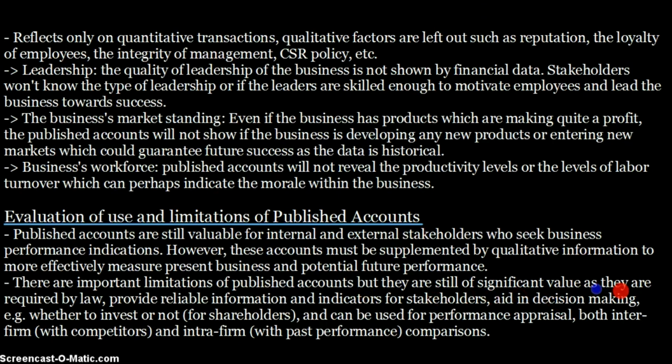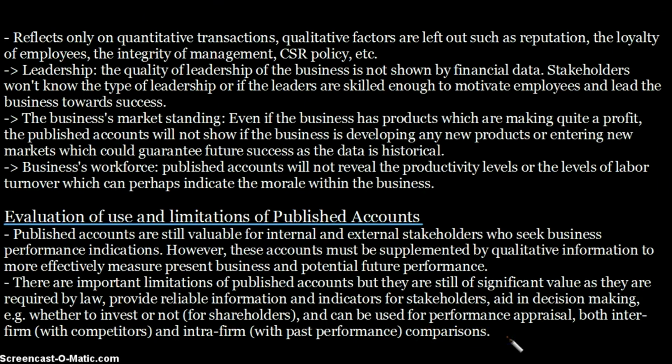significant value as they are required by law. Published accounts are still important. Why? Because they are required by law. They provide reliable information and indicators for stakeholders. They aid in decision making, like whether to invest or not for shareholders, and they can also be used for performance appraisal, both inter-firm with competitors and intra-firm, that is with past performance comparisons.